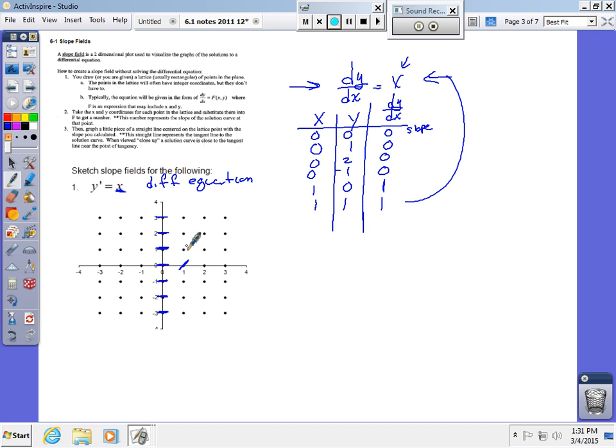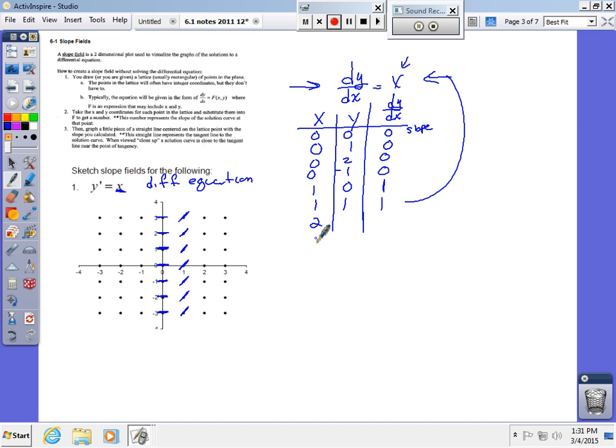So all of the values where x is 1, which is all of these vertical along this column, I guess I'll say, all have a slope of 1. And you're estimating about what a slope of 1 looks like. All right, again, hopefully you can start to see what's going to happen here.